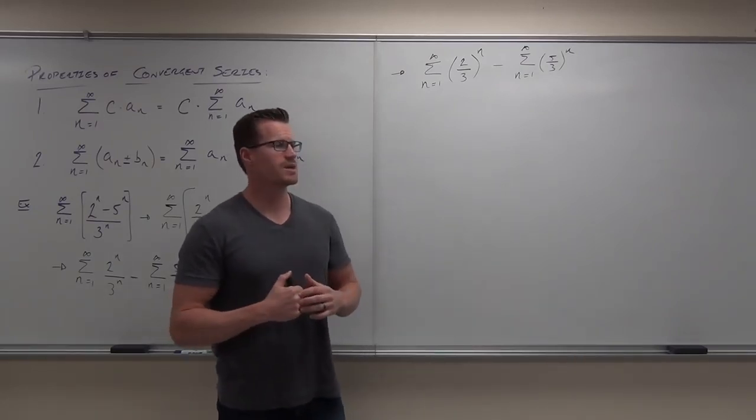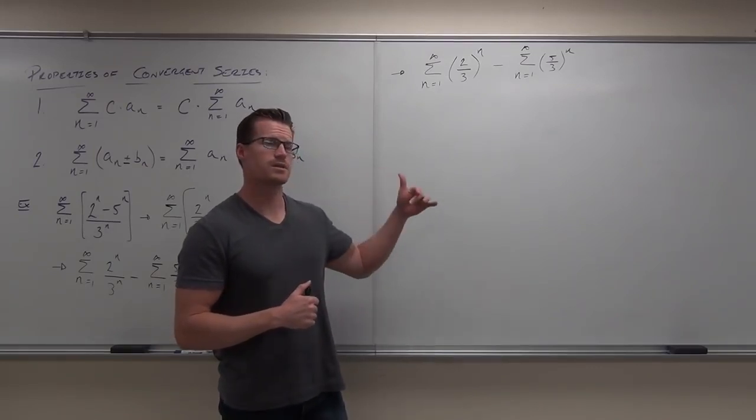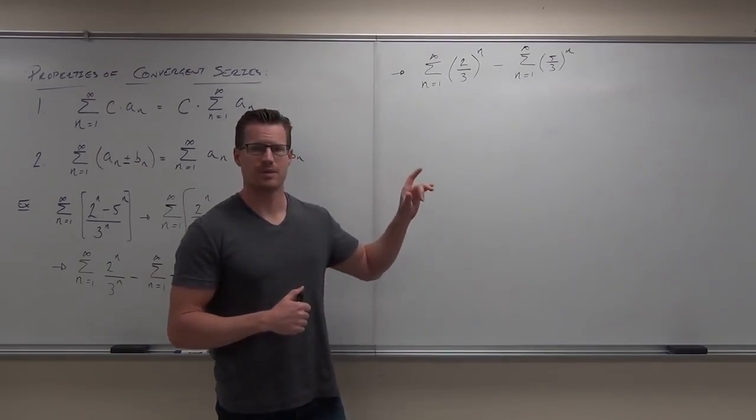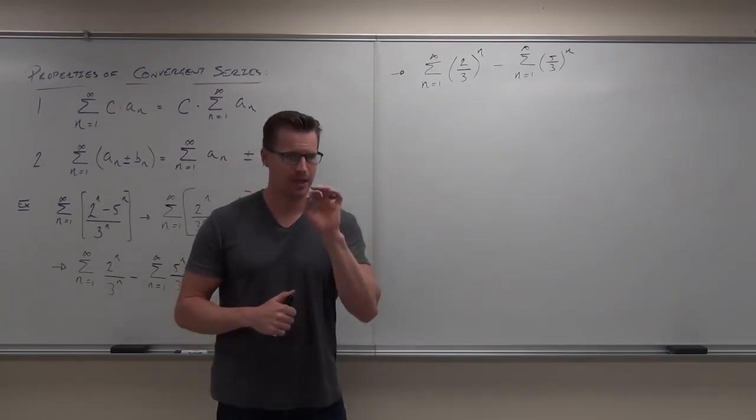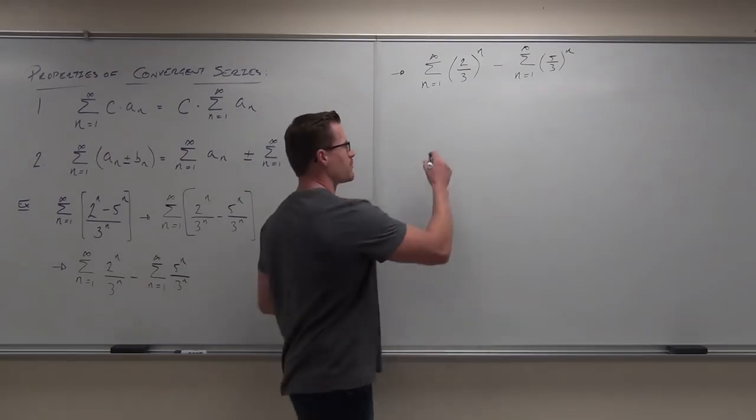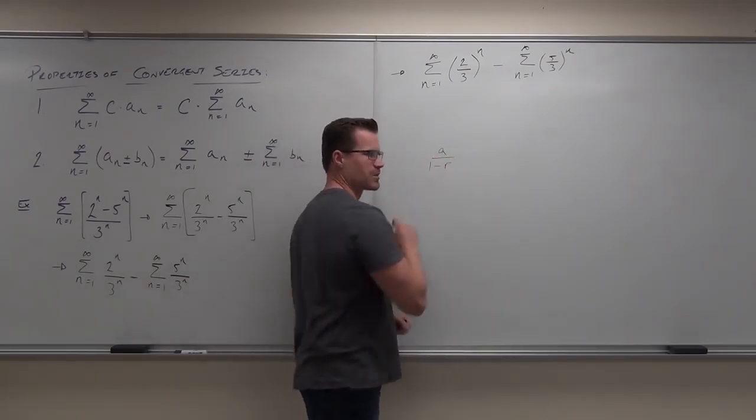I told you that with geometric series, in order to find the sum correctly, your powers have to match up. Your index and your powers have to match up. Listen, in order for the sum formula to work, remember the sum formula was A over 1 minus R? Do you remember that at all? Yeah.